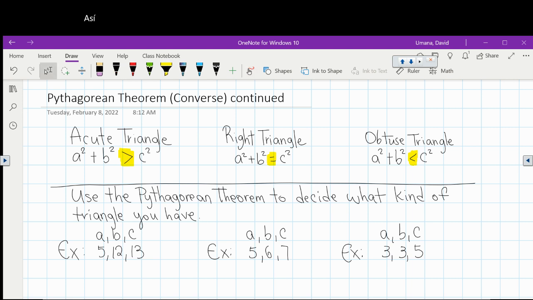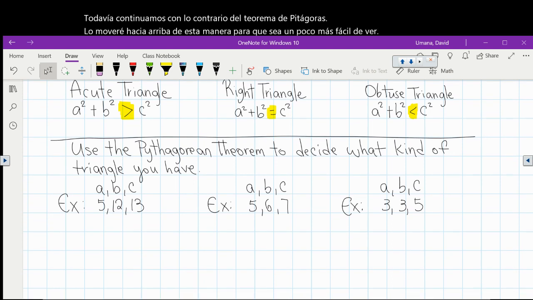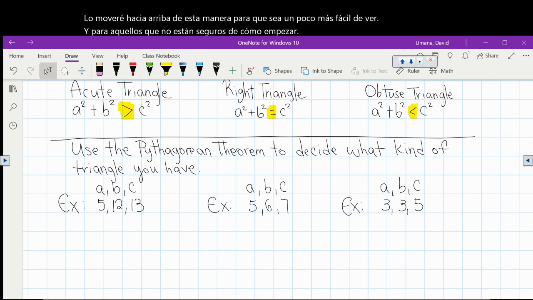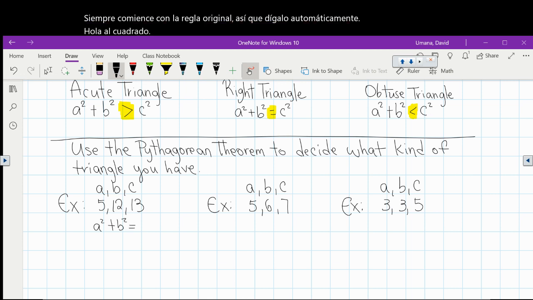With this information, we're still continuing with the converse of the Pythagorean theorem. So I'll move it up this way so it's a little bit easier to see. And for those who are not sure how to start, this is what I would suggest. No matter which one you're dealing with, always begin with the original rule. So automatically say a squared plus b squared equals c squared, automatically.